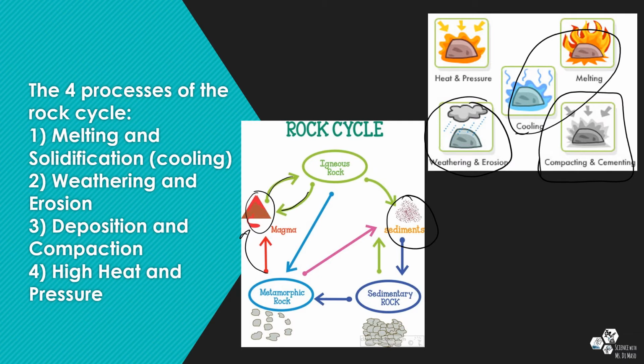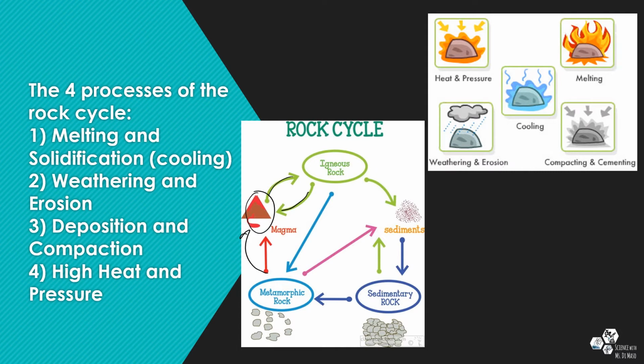And that sedimentary rock or igneous rock can be placed under high heat or pressure. Even metamorphic rock can be buried and placed under high heat and pressure and then turned into metamorphic rock again. So this is just the way that all types of rocks cycle between each other.